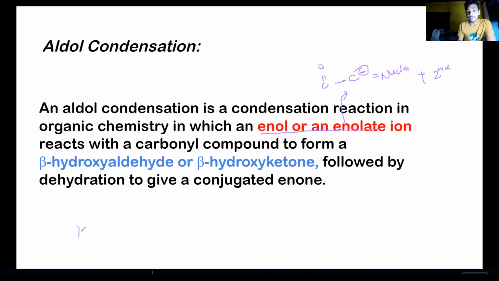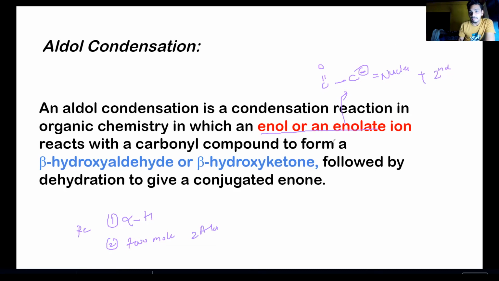So what is the requirement? The structure should contain alpha hydrogen. That is the first requirement. And the second requirement is what? We need two molecules of the same kind, that is, two aldehydes or two ketones should be there. So this is the reaction of aldol condensation that we understood.